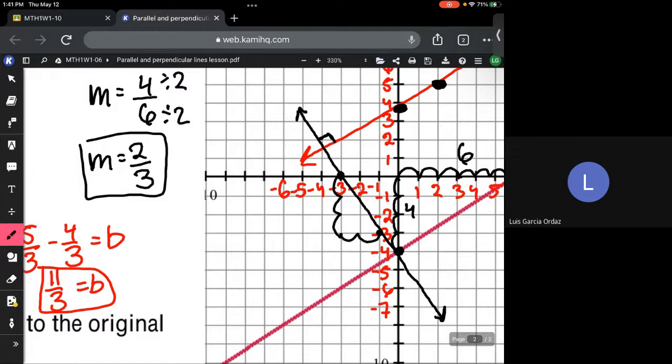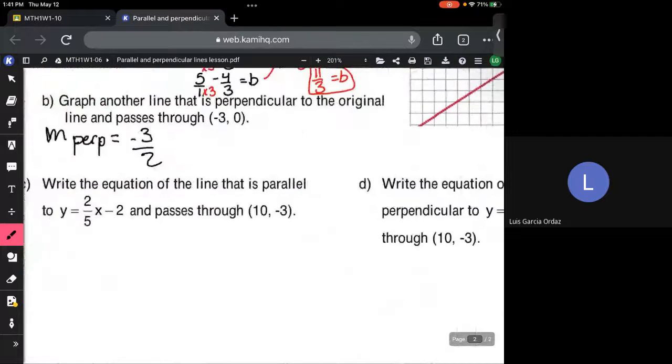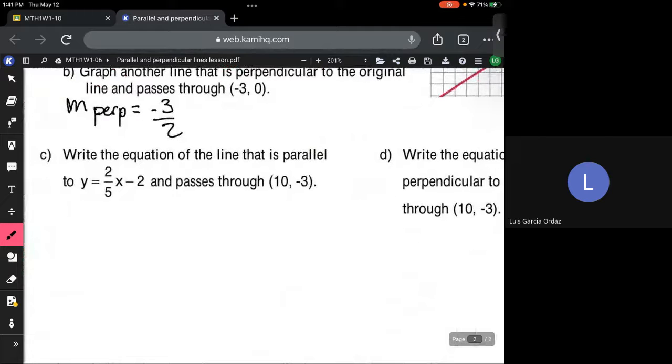Okay, last question. We're going to do this next question together, and then the other one you'll do on your own. So for C, I want to write the equation of a line that is parallel to y is equal to 2x minus 2 and passes through my point 10 and -3. So what is my parallel slope going to be? What would it have to be? 2/5.